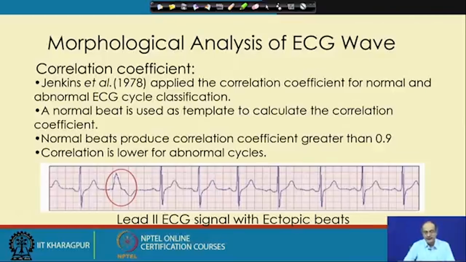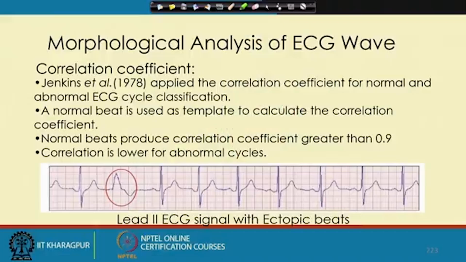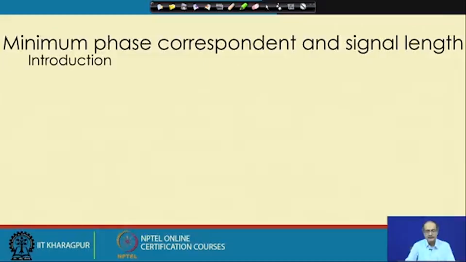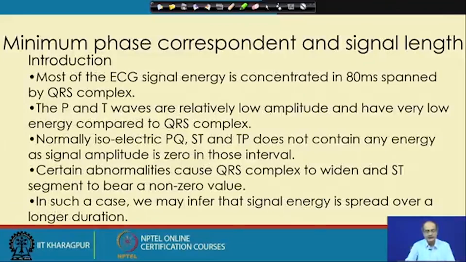If we take a high value of correlation, at times we miss some of the real beats. If we take a low value, some of the abnormal cycles or abnormal beats are detected as normal ones. So, that is the challenge we get. So, from that the search has begun to find out better techniques, and people have started looking at the minimum phase correspondent of the signal. Now, let us see how the concept has evolved.